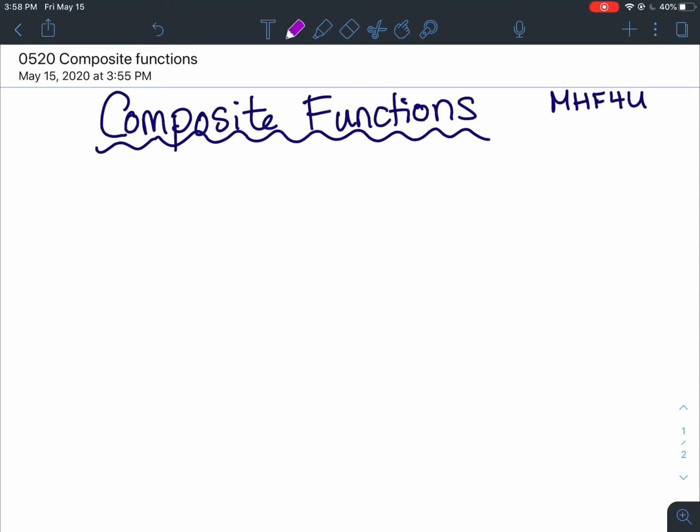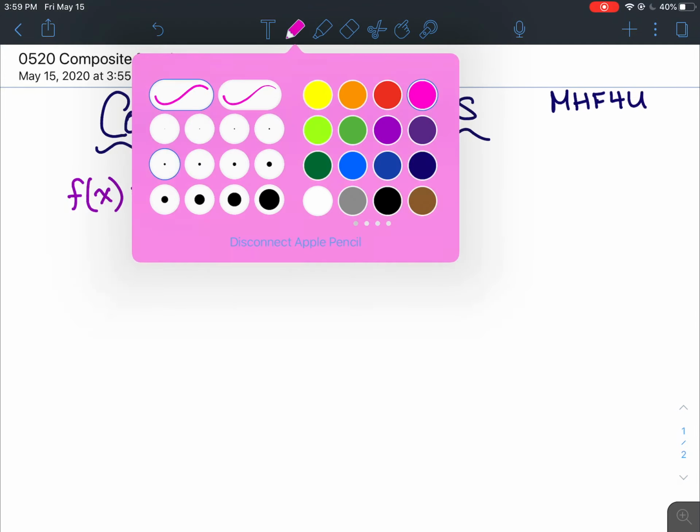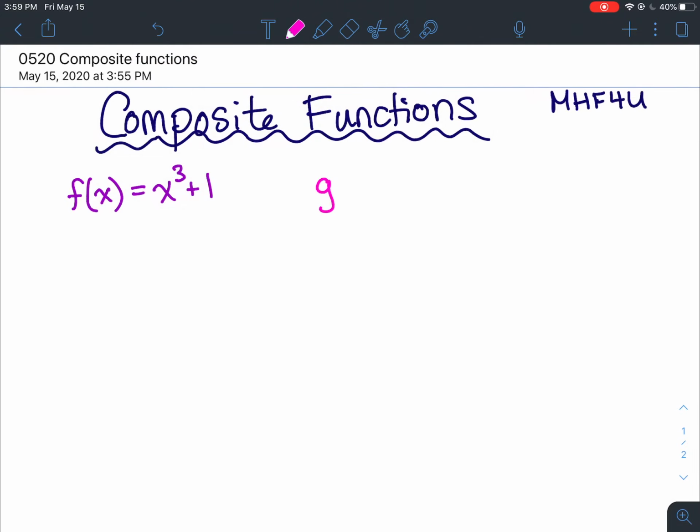So composite functions are just functions that are composed of other functions. Let's do an example. Let's say you had two different functions. Let's say f of x is equal to x cubed plus 1. So there's a cubic function. Then let's say you have another function, let's call it g of x, and we'll make it a rational function: 1 over x minus 2. So you have two separate functions there.